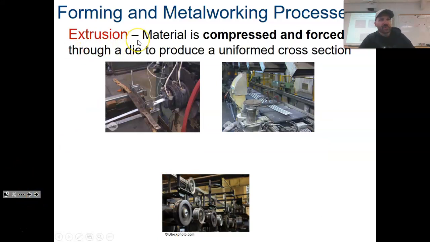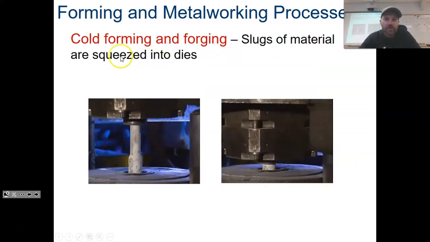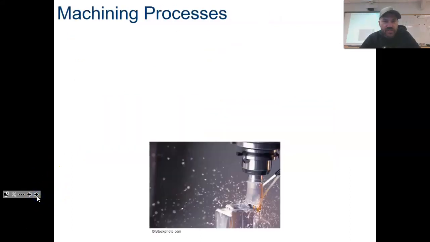You can extrude it. So if you think of the Play-Doh Fun Factory, where you push the Play-Doh through a hole, you can extrude metal in that way. Drawing, so you send it through a hole, and those holes get progressively smaller. They call it a die. It makes it smaller and smaller after each one. You can cold form, where you just shape something by sheer force.